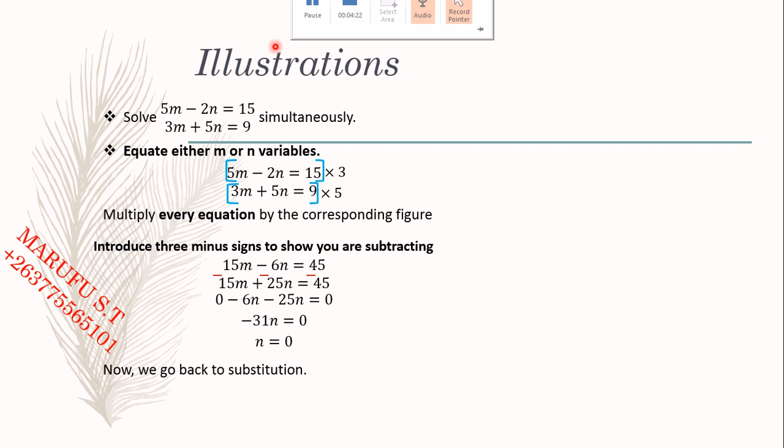We go back to substitution that we taught in our previous method. So we are now substituting n equal to 0 in either equation 1 or 2. As you can see, 3m plus 0 is equal to 9. So 3m is equal to 9, and m becomes equal to 3.